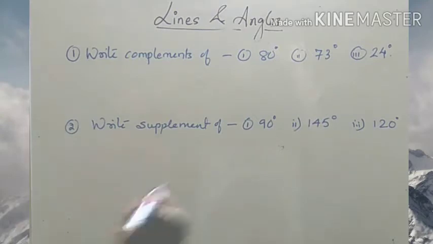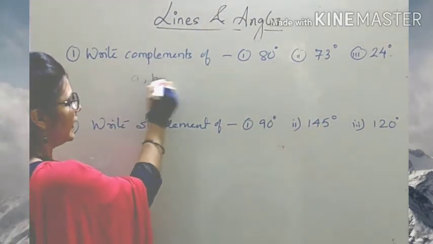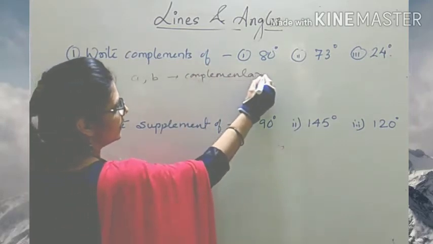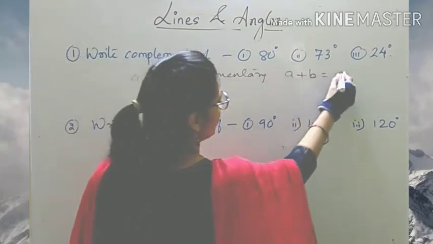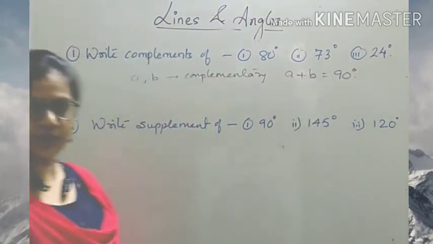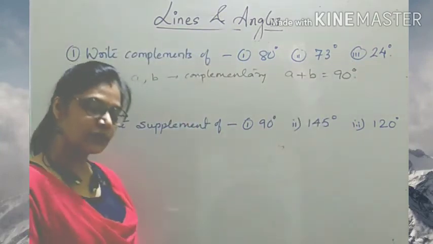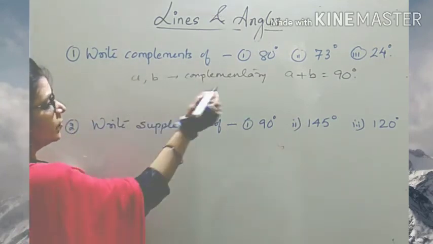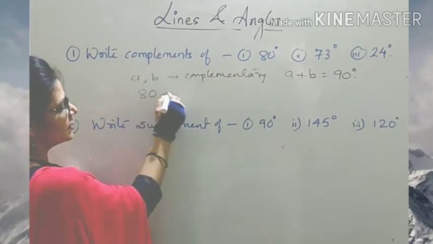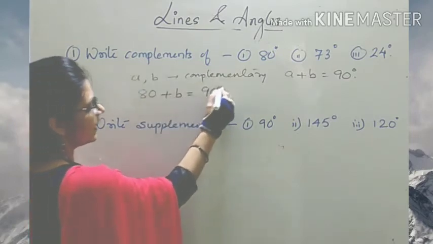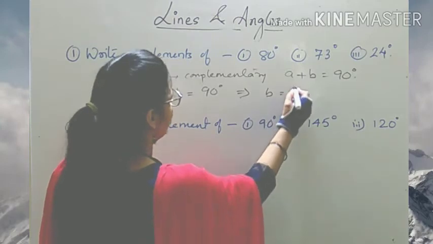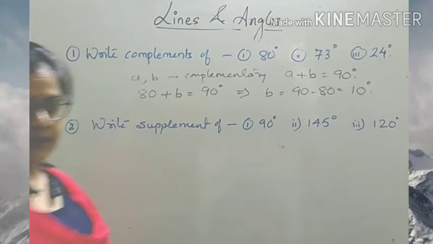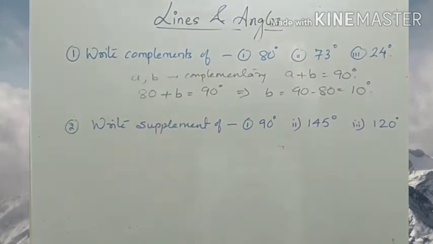Now, if we know that two angles A and B are complementary, then what is A plus B? A plus B should be 90 degrees. Two angles are said to be complementary if their sum is equal to 90 degrees. And here, let A be 80 degrees. So this implies 80 plus B equals 90 degrees. So what is B? B will be 90 minus 80, equal to 10 degrees. In the same way, we can find the complement of the other angle.